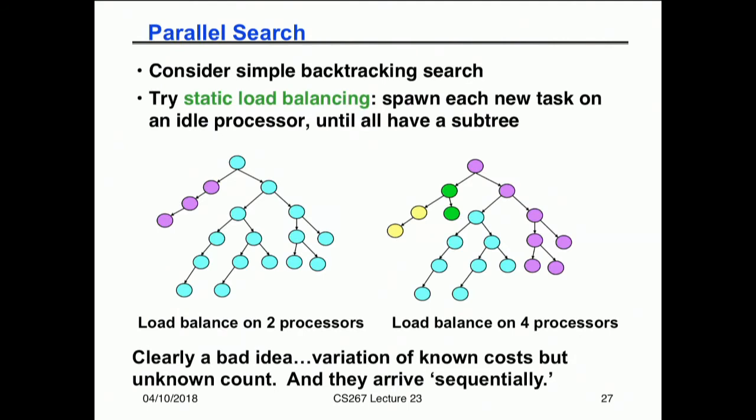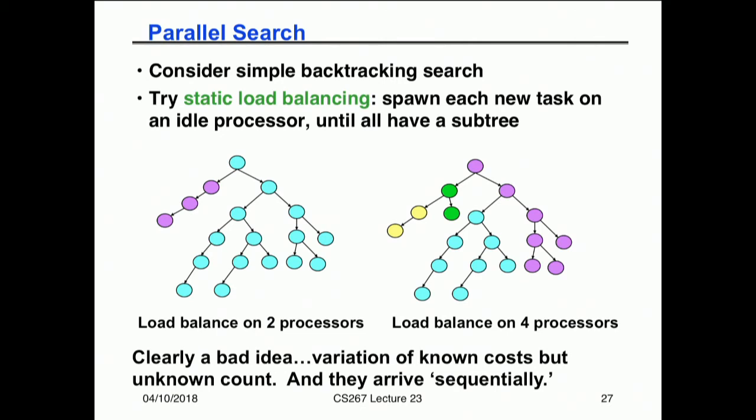Okay, so in parallel search, let's say we're doing some kind of backtracking search, and we're going to try to do this with static load balancing, just to make it completely clear why this is a bad idea. And there again, let's say that we just have 2 processors. The problem is, at the top you've got a fork, and so one processor goes off and does the purple things, and the other processor does all of the cyan things, and obviously not very well load balanced.